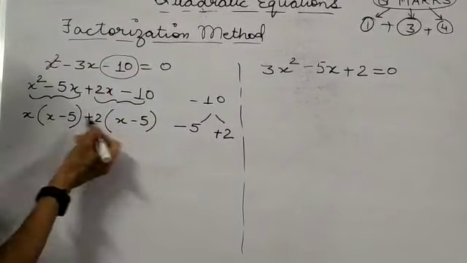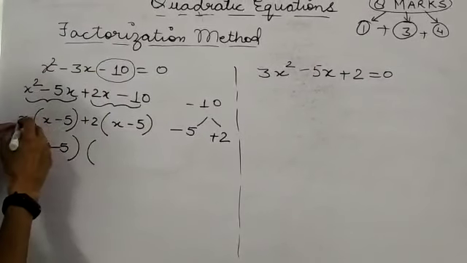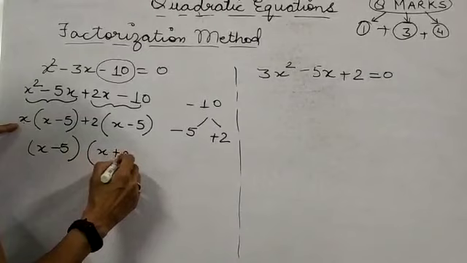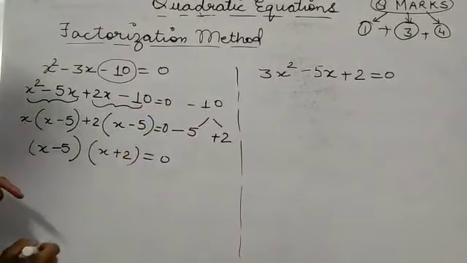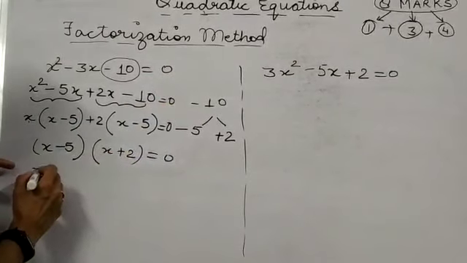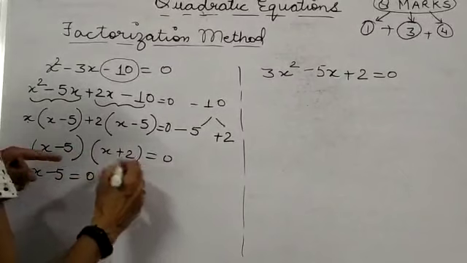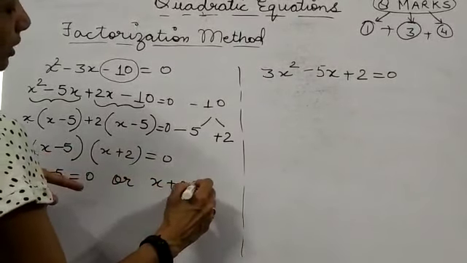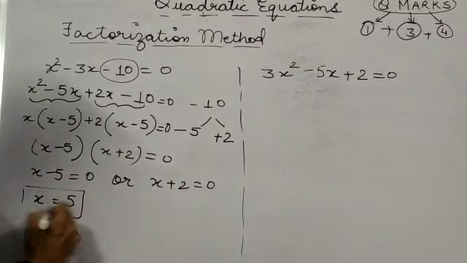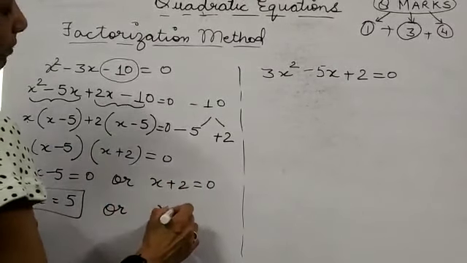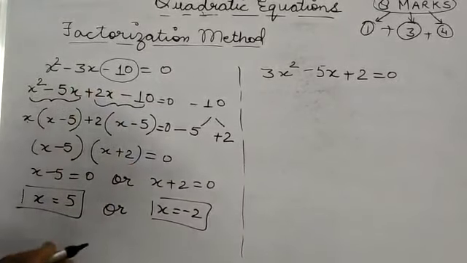Now here I can take x minus 5 common and here I can write x plus 2 in other bracket. Everywhere it is equal to 0. Now after this I can say either this x minus 5 equal to 0 or this x plus 2 is equal to 0. This will give me x equal to 5 or this will give me x equal to minus 2.